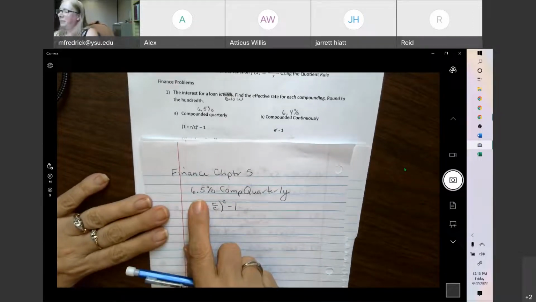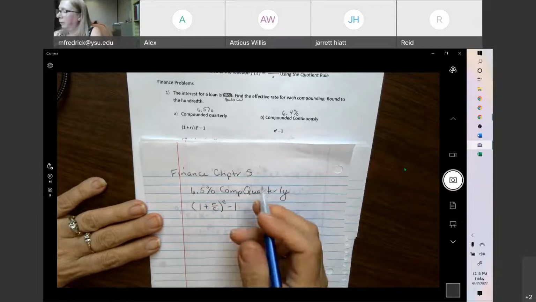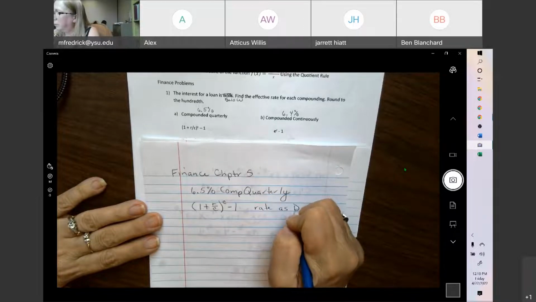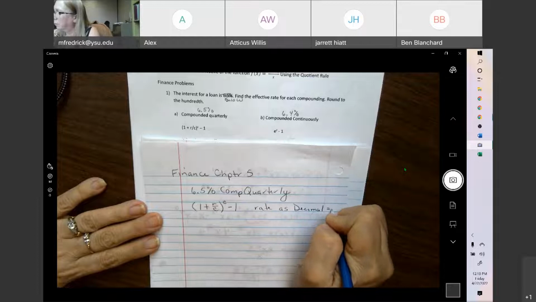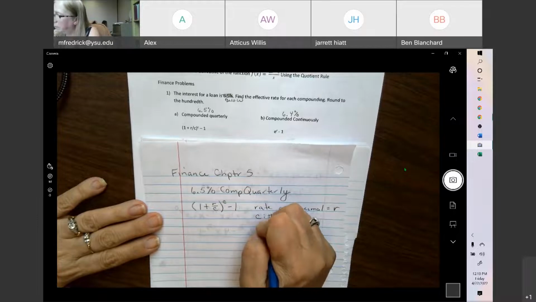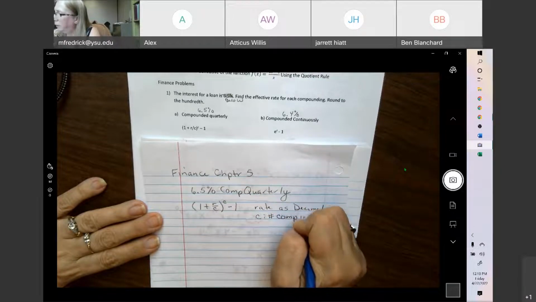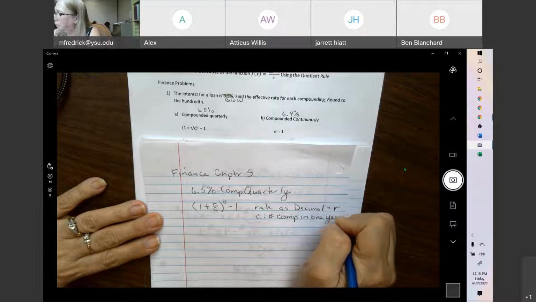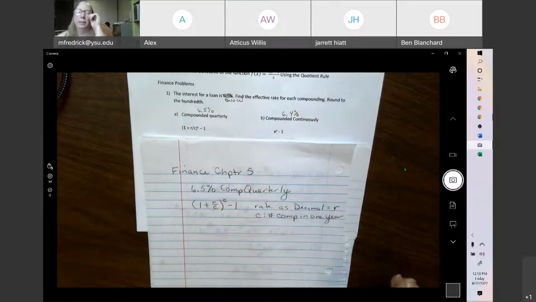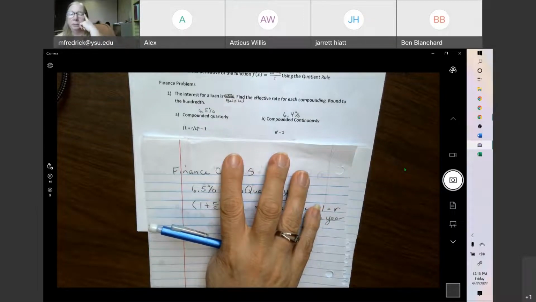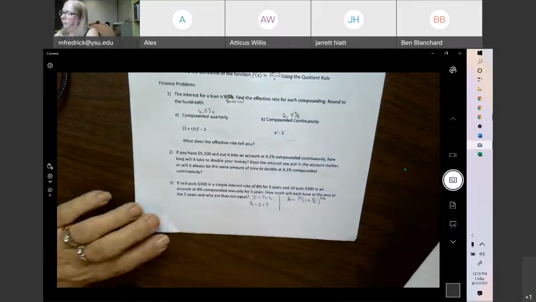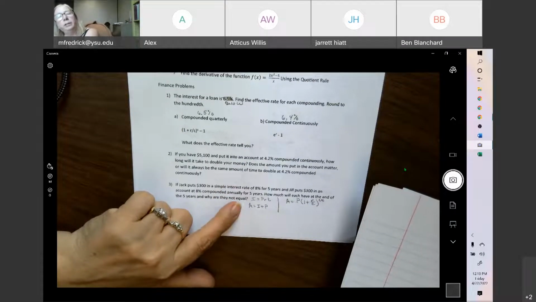Anyways, so 6.5% compounded quarterly. R is your rate as a decimal. And C is the number of times it's compounded in 1 year. And formulas will be given, at least for this part, because I want to make sure you use the right formula. Most of the other ones, I don't have the formula there, but of course you can have a formula sheet.